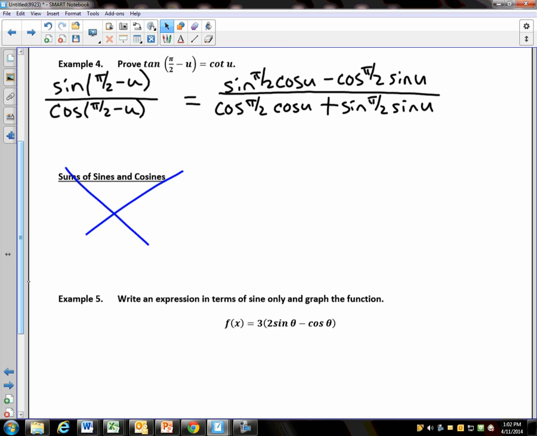Now, look at your sheet. What is the sine of pi over 2? It's 1. So I can replace that with 1. I can replace that with 1. What's the cosine of pi over 2? 0. So I can replace that with 0. I can replace that with 0. Look at what you get. What is 1 times the cosine of u? I get the cosine of u minus what's 0 times sine of u? 0. So you can see that whole thing goes away.